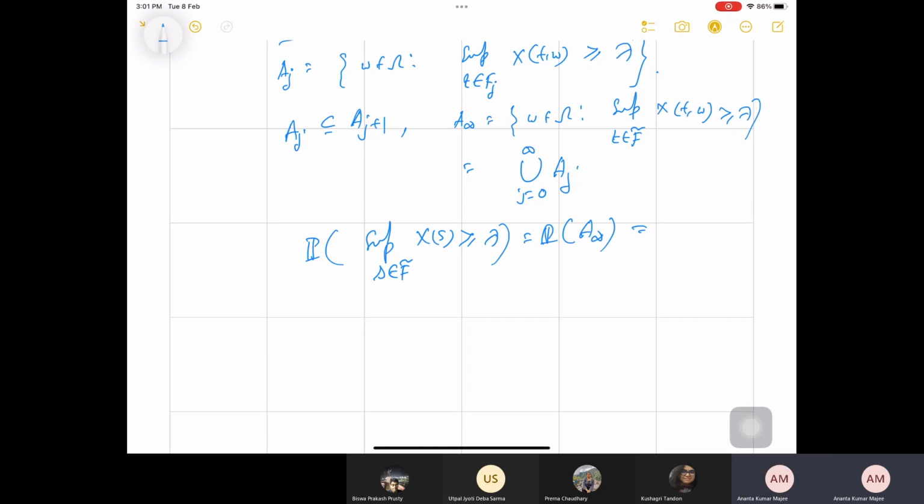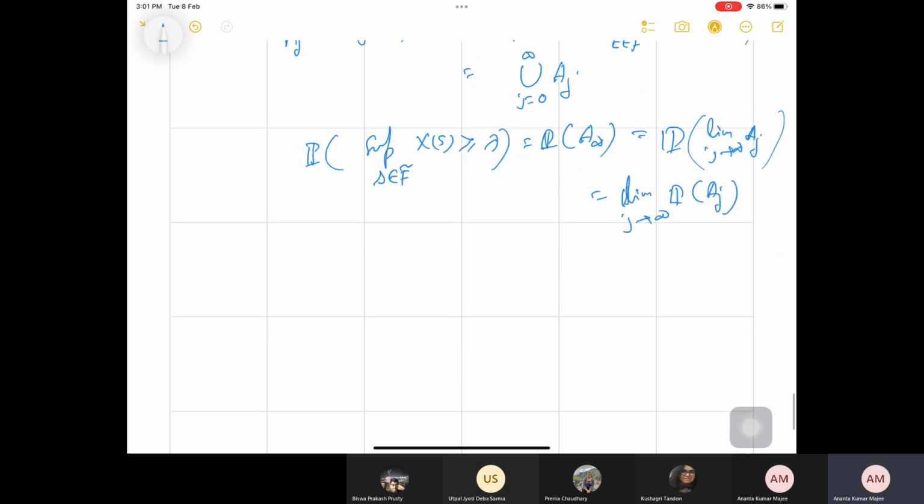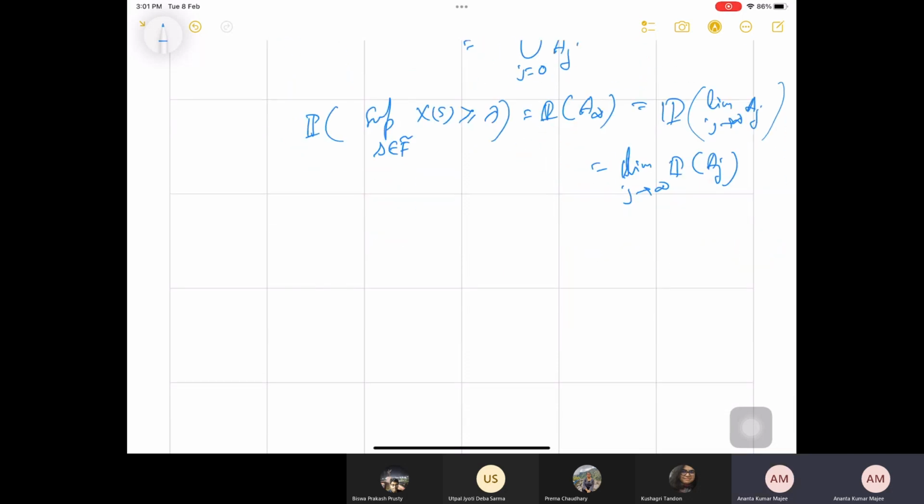So then I can take the limit as j goes to infinity of A_j and then take the probability. These things I can interchange, and that is the continuity property of your probability. So this is now the limit as j goes to infinity of the probability of A_j. This property I have.